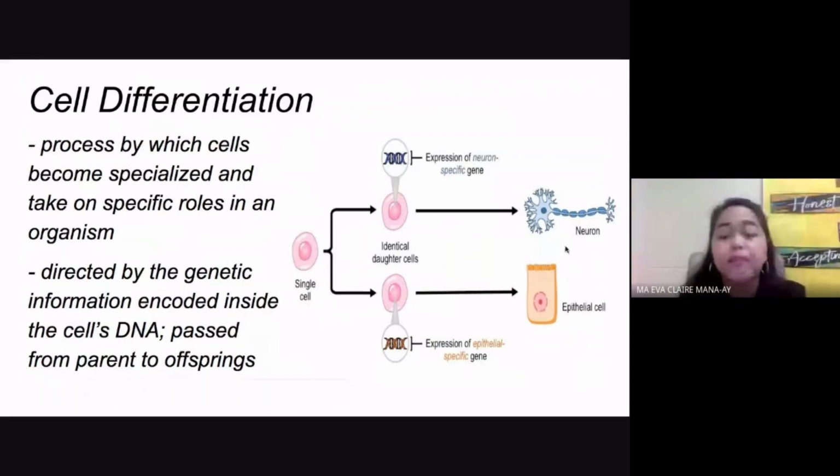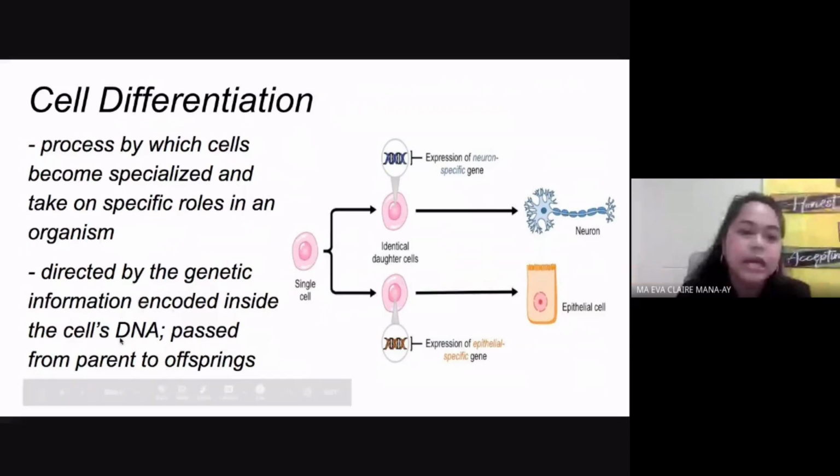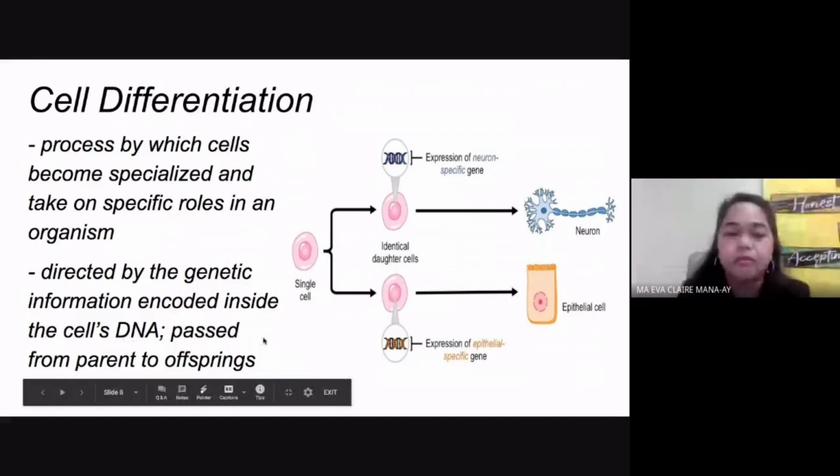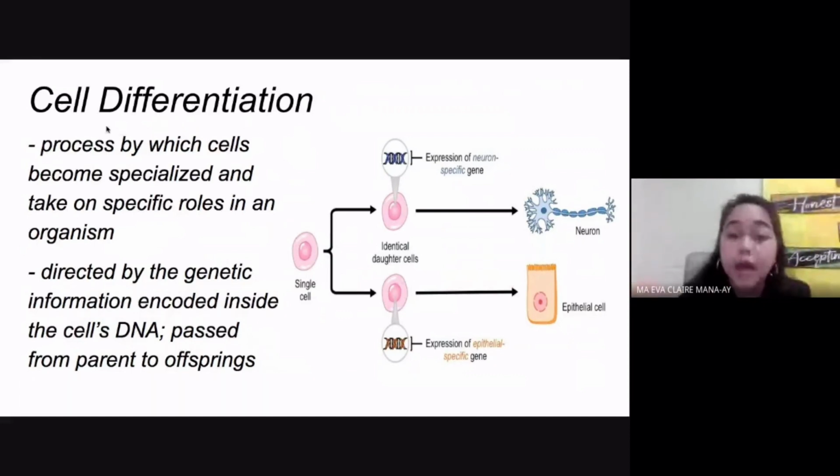Okay, they will look different from each other. There will be nerve cells, your neurons. This one would of course be found in your brains, and you will also have your epithelial cells. These are found in your skin. So from that single cell, a lot of different cells are going to be formed, and each of these types of cell would have different functions. Okay, now this is directed by the genetic information encoded inside the cell's DNA, that genetic information that is passed from parents to offspring. Okay, so again, that's cell differentiation, the process by which cells become specialized and take on specific roles in an organism.